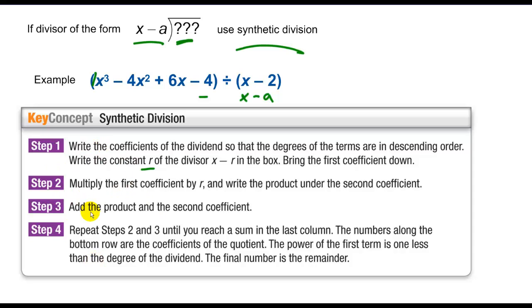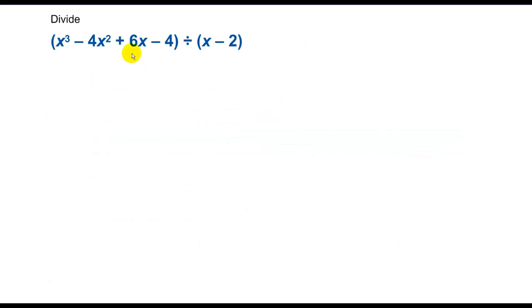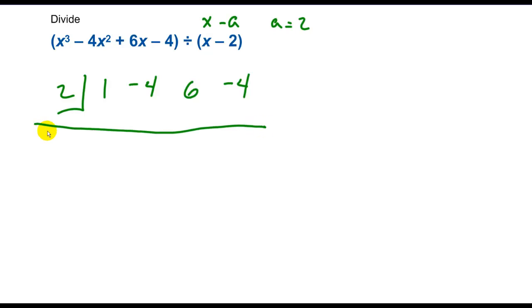This makes no sense until you really see it, so let's do it right now. We write the coefficients in descending powers of x. I have a coefficient of 1 for my x cubed, negative 4 for my x squared, 6 for my x, and negative 4 for my constant term. This was in x minus a form, so a equals 2. We put 2 in a little box out here, and then we bring our first coefficient down.